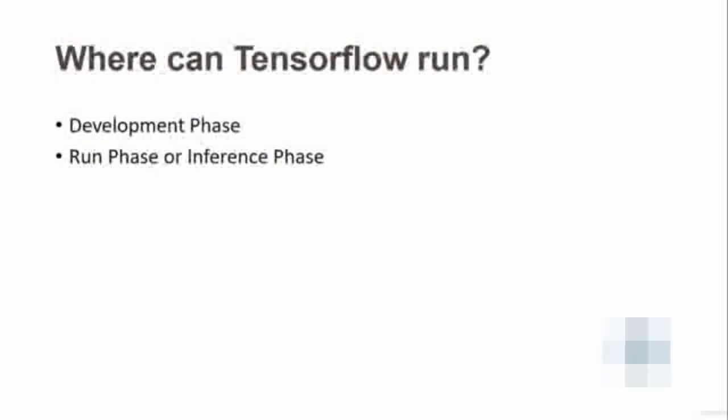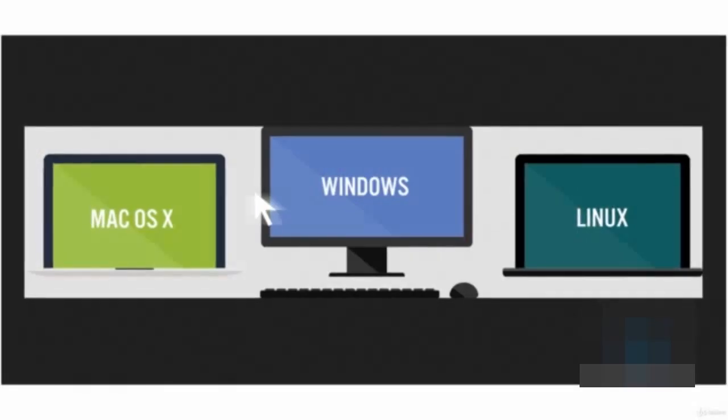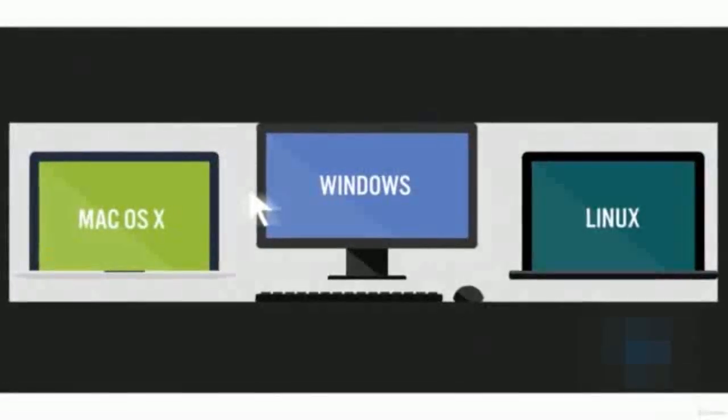And next is, where can TensorFlow run? TensorFlow's hardware and software requirements can be classified into two phases. The first one is the development phase. This is when you train the model. Training is usually done on your desktop or laptop. The second is the run phase. Once training is done, TensorFlow can be run on many different platforms.